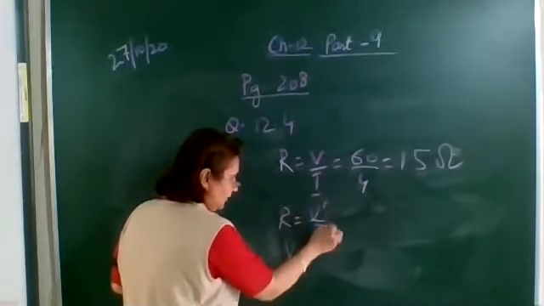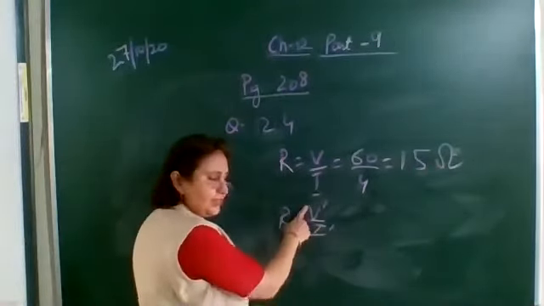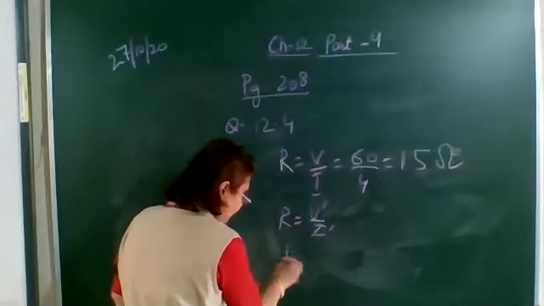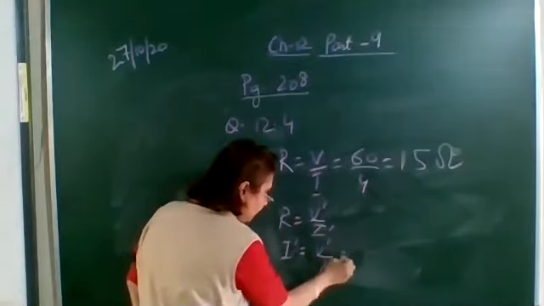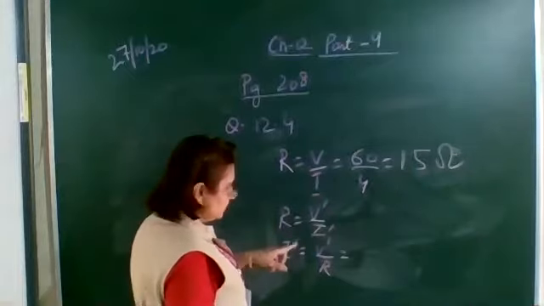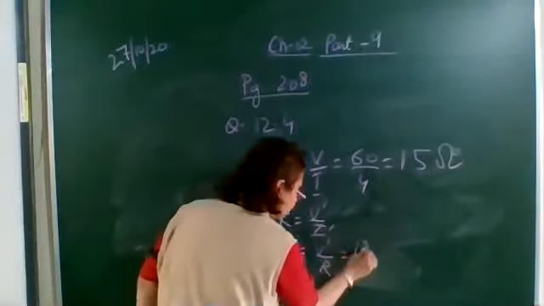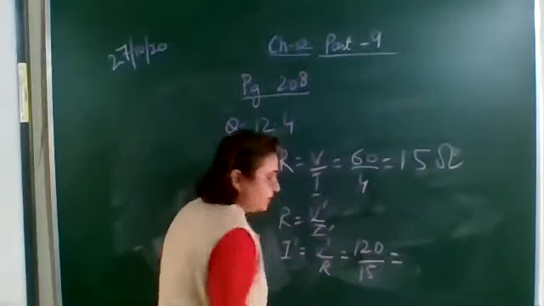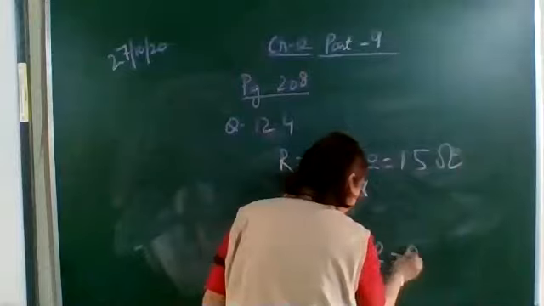This time it is V dash and I dash, because V and I are changed. So from here I dash will be equal to V dash upon R. Now here V dash is double, that is, now it is made 120 volts and the resistance will remain the same, 120 upon 15. Solve it. What do you get? The current will be 8 amperes.